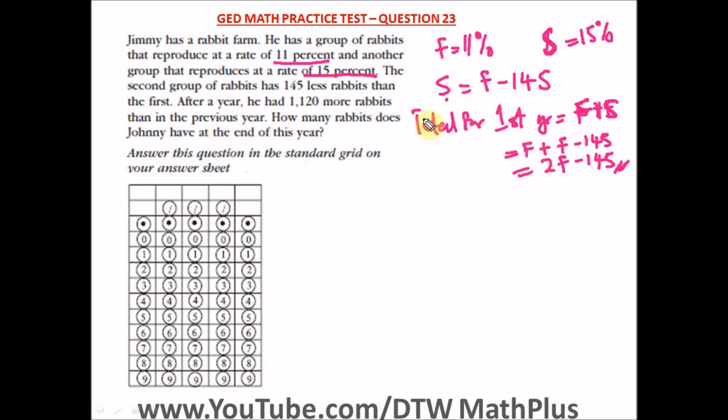Follow me closely. At the end of the first year, he had S, the second group, produced as F minus 145, and the first group was still F. So how many would he now produce after a year? We were told in the question that he produced at a rate of 11%, so it is going to be 11% of this particular amount. Follow me closely. For the second year, that is the year we are in now, let me say second year, which is also the same as the end of the year.